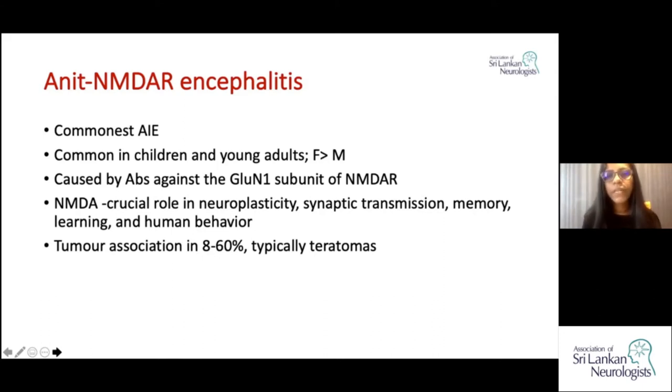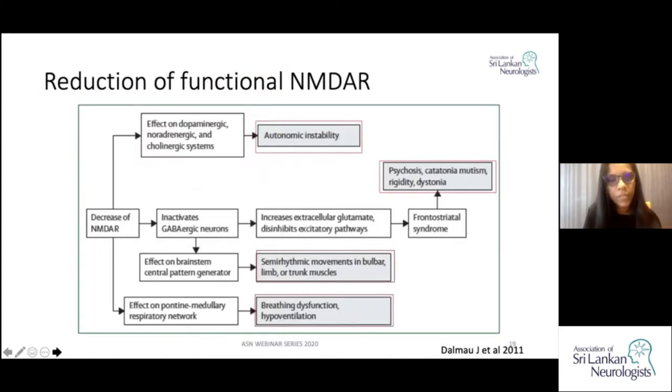Who is the culprit? The culprit is actually antibodies against the NMDAR receptor, and in that also against the GluN1 subunit of this receptor. So what does it cause? Well, it would cause effects like what you would get if you have reduced NMDA receptor. So we know that NMDA is an important neurotransmitter, which is important for neuroplasticity, synaptic transmission, our memory, learning, and human behavior.